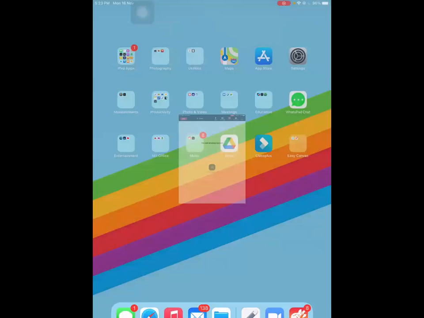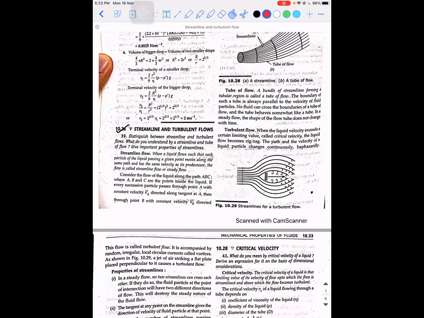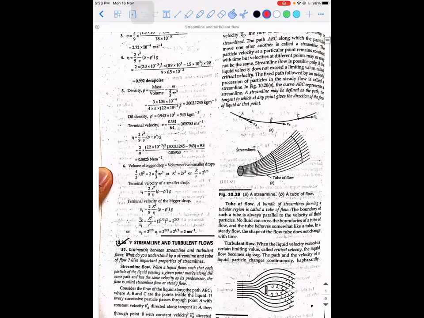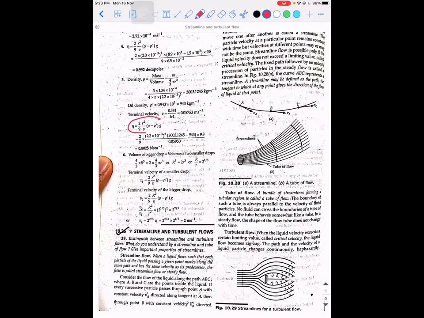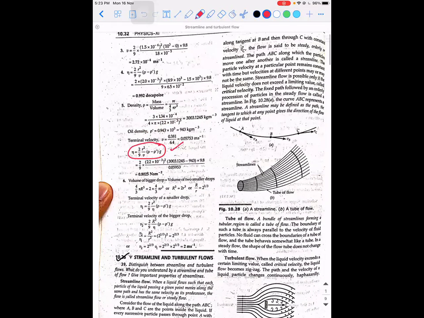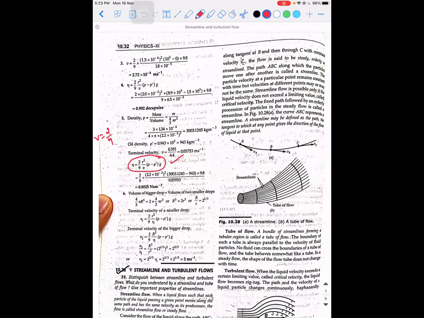The last concept that we discussed was based on terminal velocity, right? So I hope everybody remembers. We discussed Stokes' law and terminal velocity, from which this formula has come. V is equal to, what was the formula? V is equal to 2 by 9 r square g into rho minus sigma, the whole divided by beta.